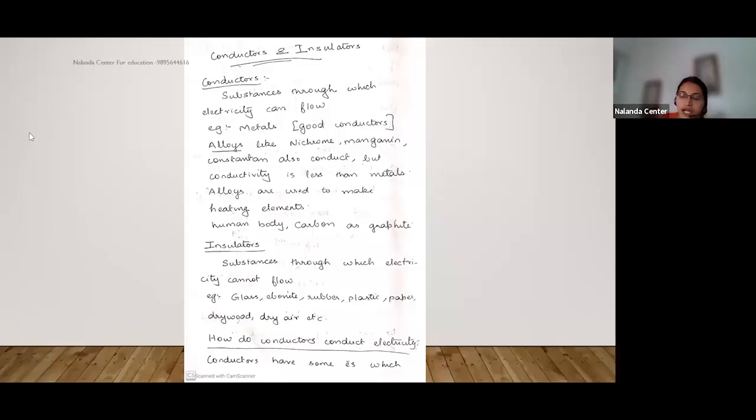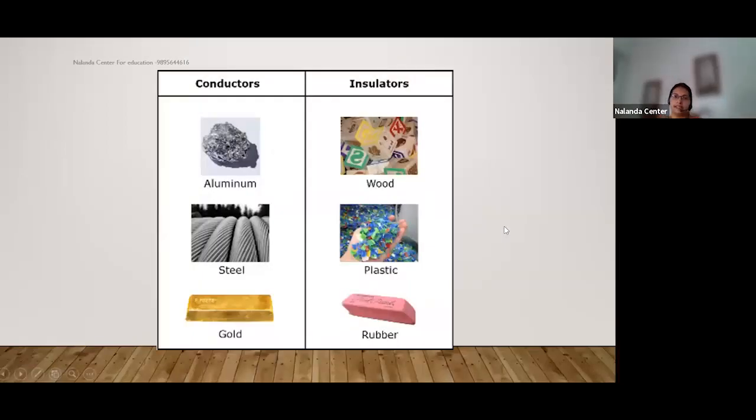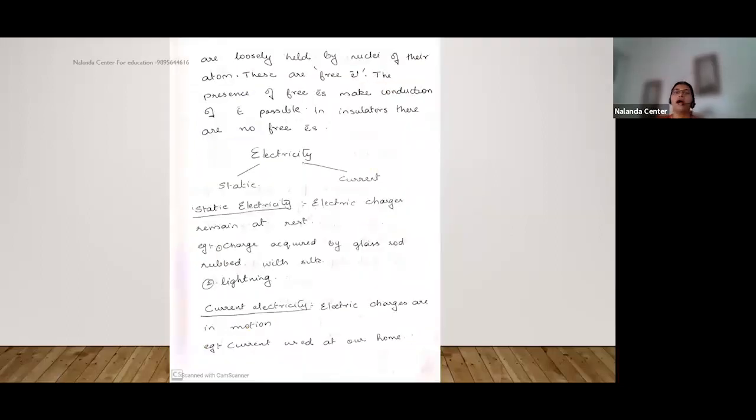Now, how do conductors conduct electricity? See, conductors are generally metals, right? These metals are going to have free electrons in them. So conductors are going to conduct electricity because of the presence of free electrons in them. See, electricity means transference of charges. Electricity can happen only when charges flow. The charges can be of the form of electrons, or it can be ions.